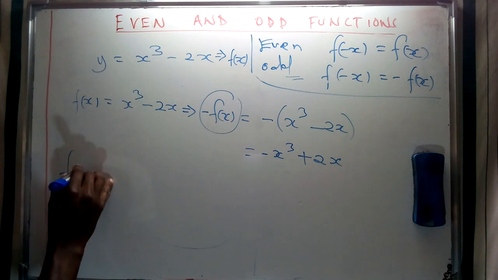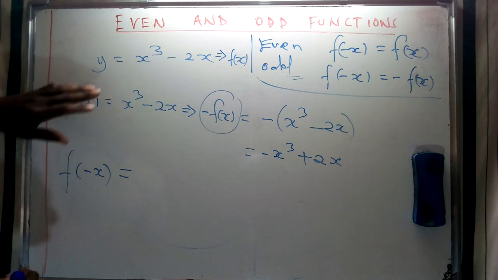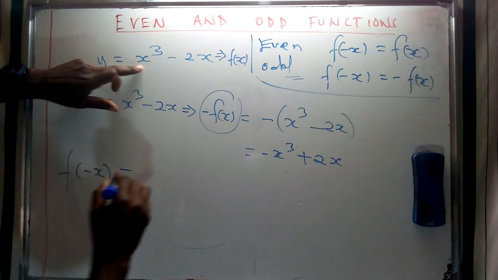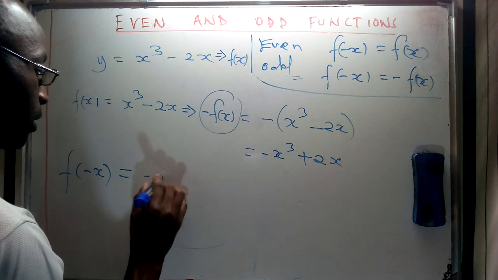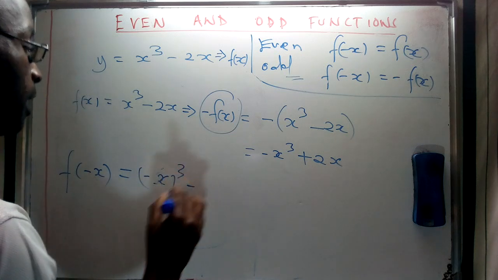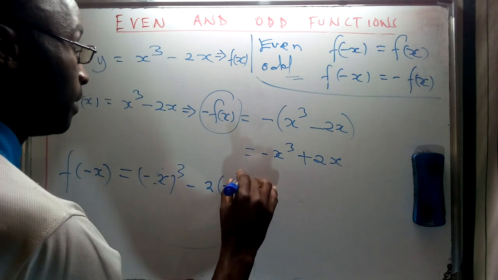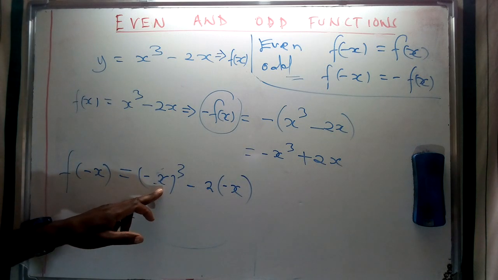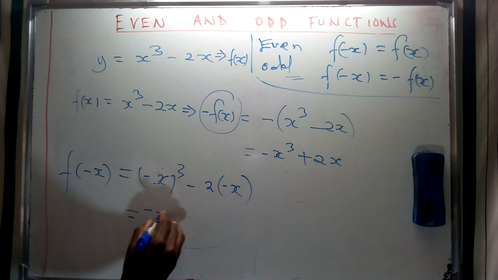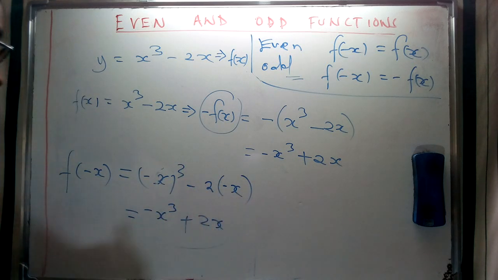So f(-x) is going to be equivalent to, if we look at this, minus x cubed minus 2 times minus x. So this is going to give us, the cube of a negative sign is going to give us minus x cubed, and this is going to be plus 2x.